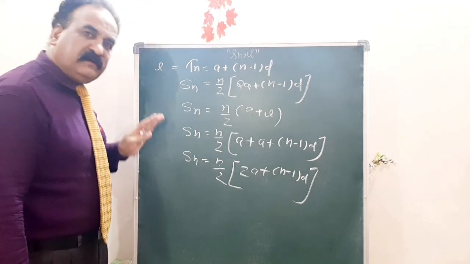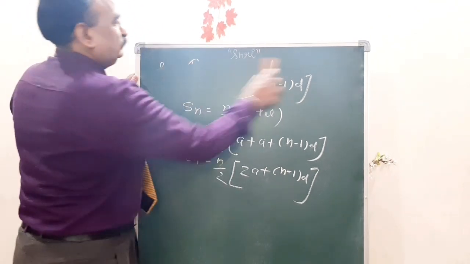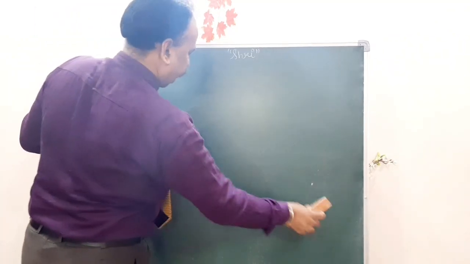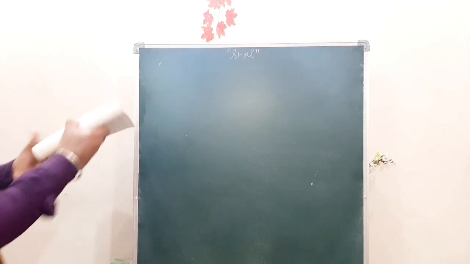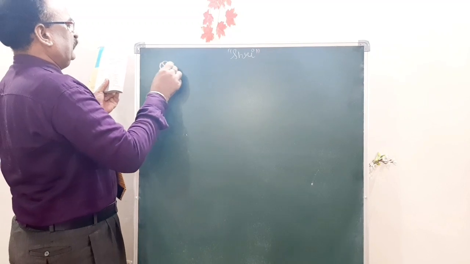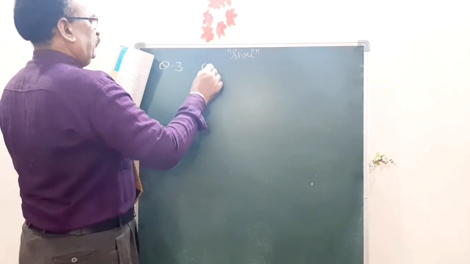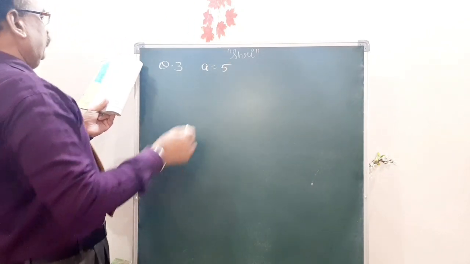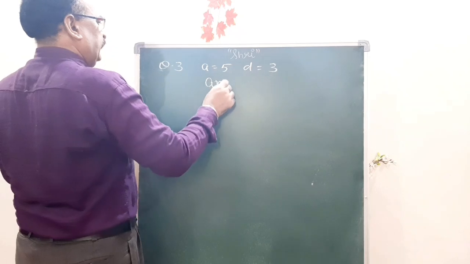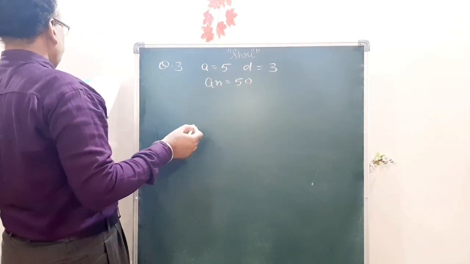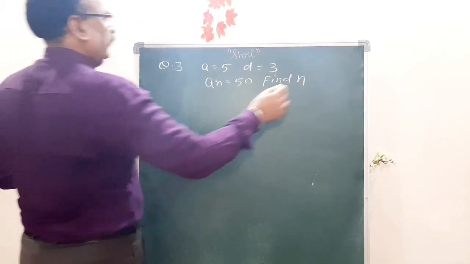Okay, now I am going to discuss some questions of AP. First, question number 3 of exercise 5.3, first part. a is equal to 5, d is equal to 3, an is equal to 50. Find n and Sn.